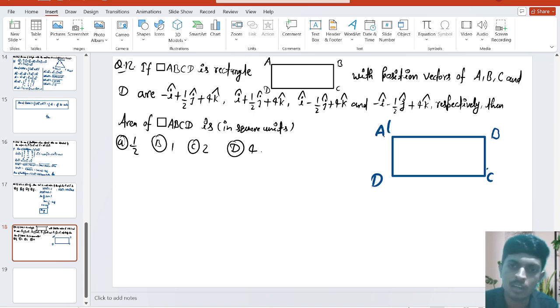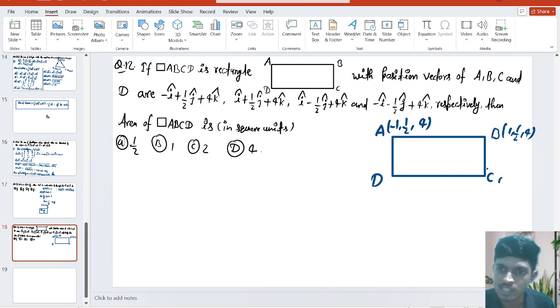In ordered triad, this is minus 1, this is 1 by 2, and this is 4. And what is B? The position vector of B is here: i cap coefficient 1, j cap coefficient 1 by 2, and k cap coefficient 4. So this is 1, 1 by 2, 4.